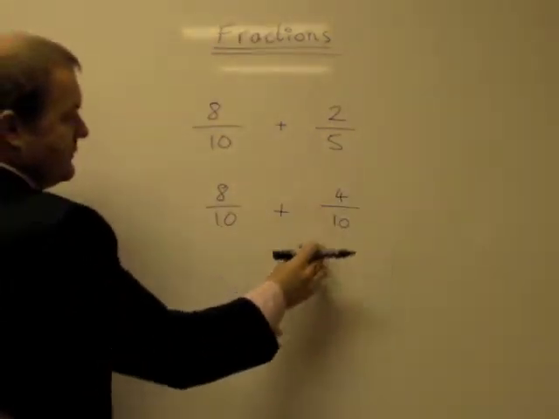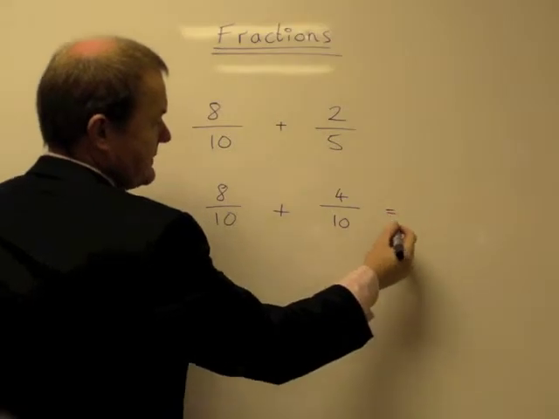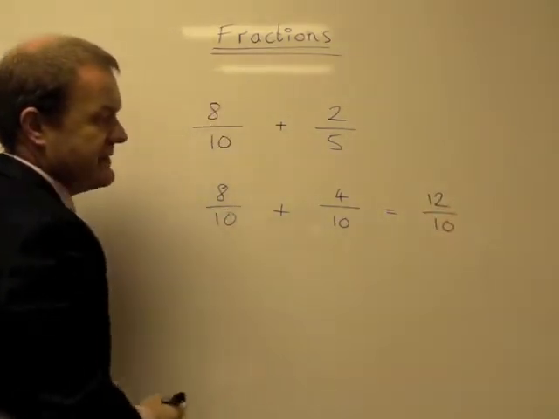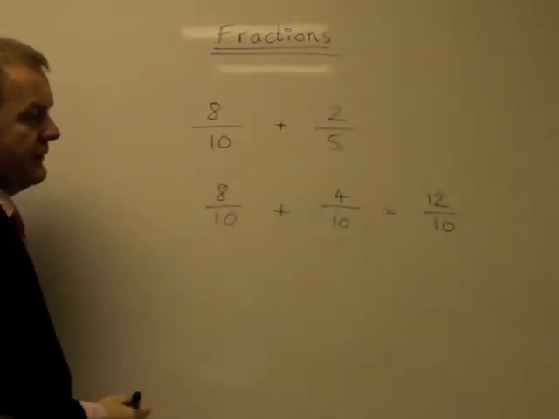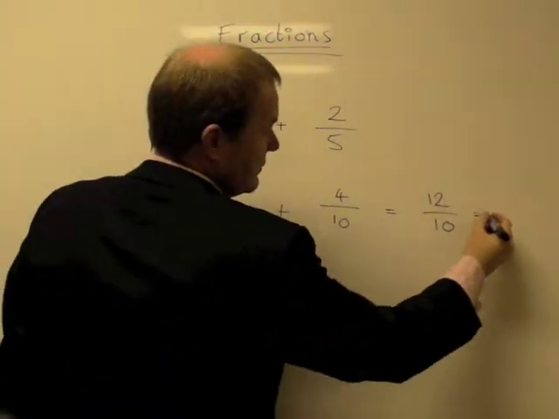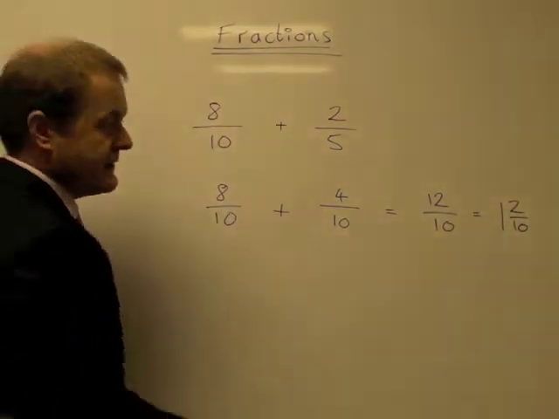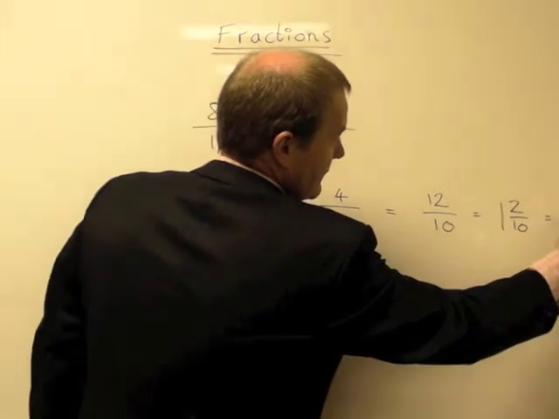So 8/10 plus 4/10, I've now got the same denominator, so I can add those together. And I get 12/10. And if we've got 12/10, we should spot we've got 1 and 2/10. 1 and 2/10 can be written as 1 and 1/5.